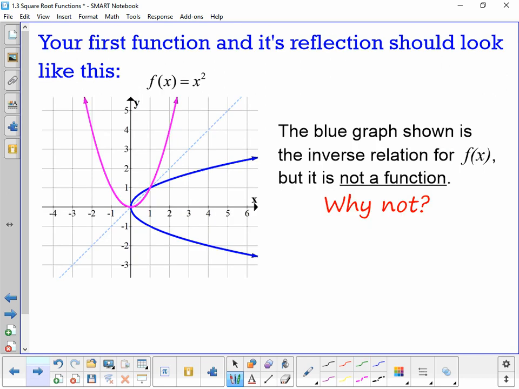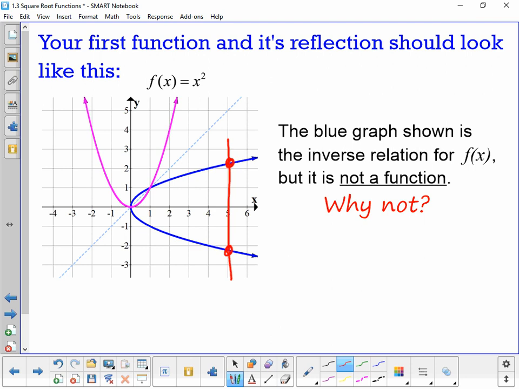This is the function f of x equals x squared. And this blue graph shows the inverse relation. It shows that reflection. But this blue graph is not a function. And the reason that it is not a function, if you think back to prior math classes, is that it would fail the vertical line test. For some of its x values, like 5 for example, it has 2 output values that go with that input, so it is not a true function.